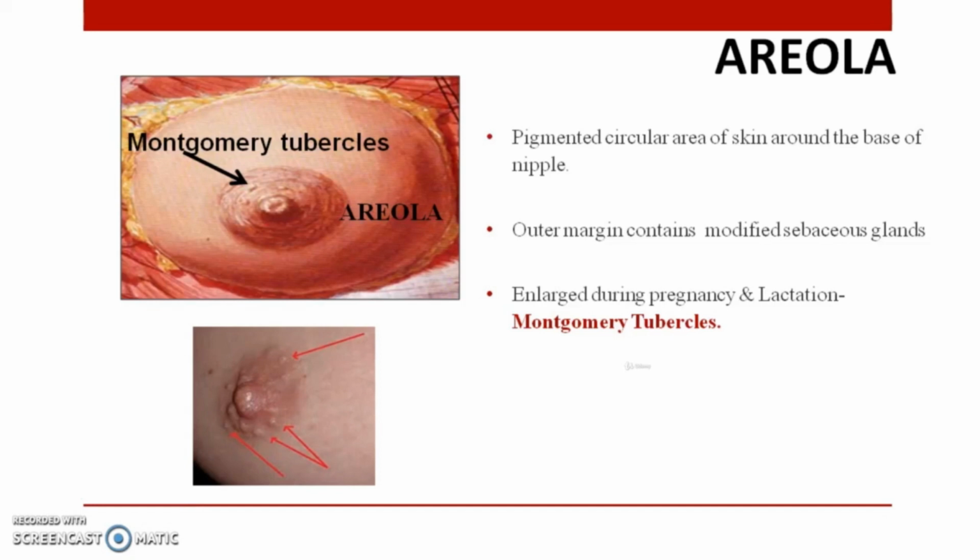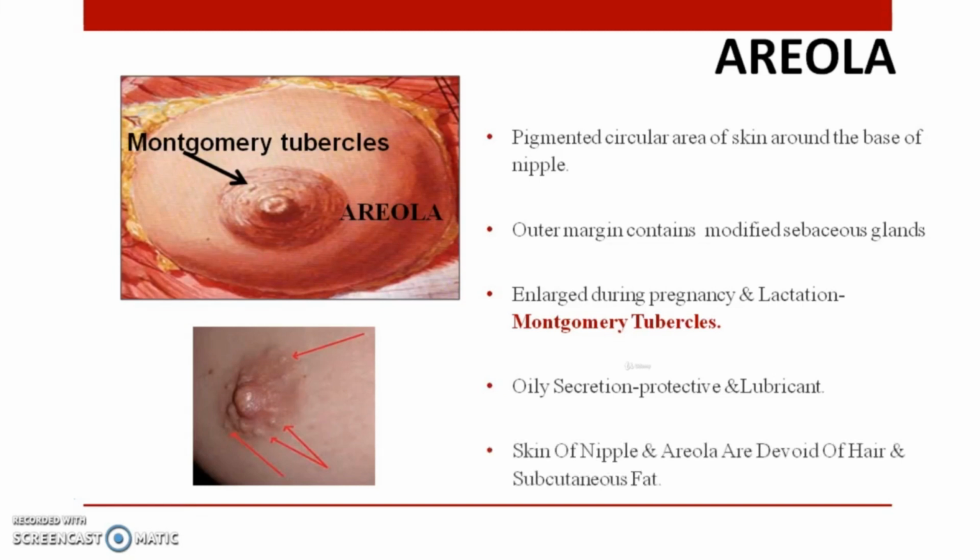in the modified sebaceous glands, those enlargements are called tubercles, and we give them a special name, that is Montgomery tubercles. So Montgomery tubercles are seen in the lateral or outer margin of the areola, which is seen clearly during pregnancy and at the time of lactation. You can make out in this picture clearly. These Montgomery tubercles give some oily secretion which is used for protection and also for lubrication.